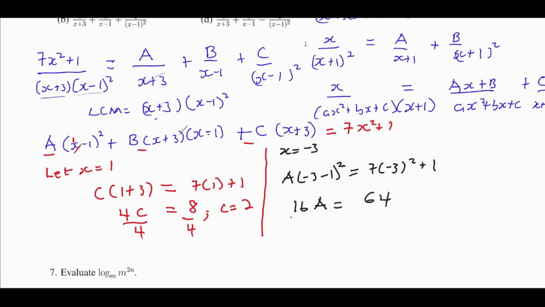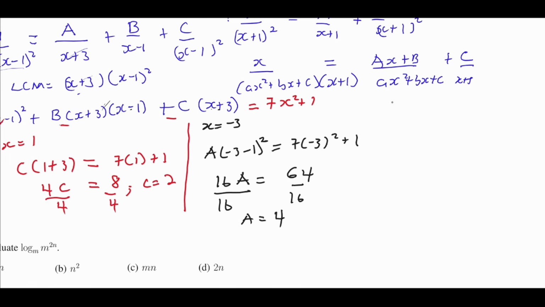So we have that, and I'll divide through by 16, and I have a equal to 4. Then we go to the last part where we have to find our b. Now to find b, we know a and we know c, so we can just put them in. Our a is 4, so we have 4(x minus 1) squared plus b, which I still don't know, times (x plus 3)(x minus 1), and then plus my c, which is 2, times (x plus 3).